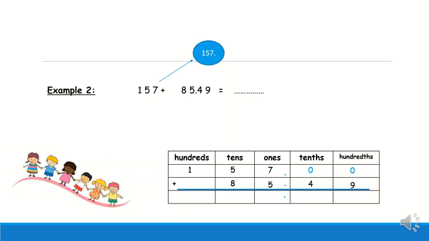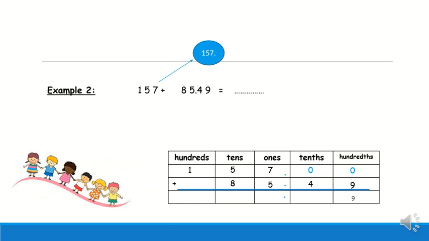Now, can you tell me what is the difference between hundredths and hundred? Look at the hundredths here, T-H-S. So, hundredths with T-H-S, it means the second digit after the decimal point. But hundred, it is the third digit before the decimal point. So pay attention to the hundredths and hundred.